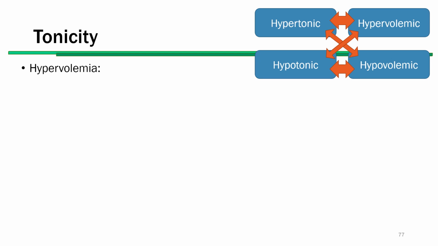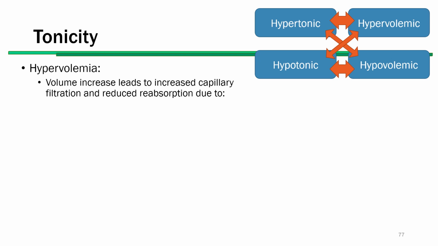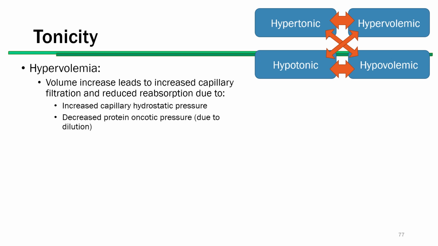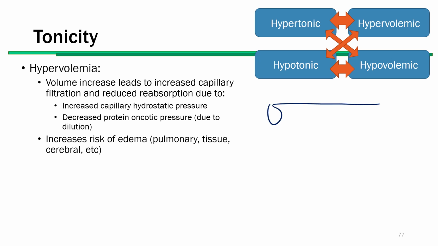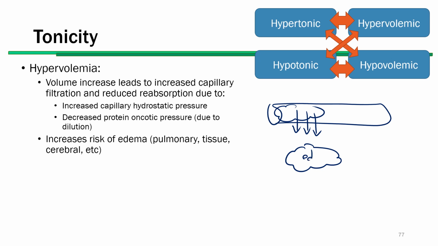Hypervolemia, excess volume, is a volume increase that leads to increased capillary filtration and reduced reabsorption. It can be due to increased capillary hydrostatic pressure, decreased protein oncotic pressure, and we talked about all these a few slides ago. It increases the risk of edema. We saw that a few slides ago. If there's too much volume, that's going to increase. Remember, we looked at that picture where there was too much volume here. Too much volume here is going to push that fluid out, and that can cause edema here. So if there's hypervolemia, that can push the fluid out, increasing the risk of edema.